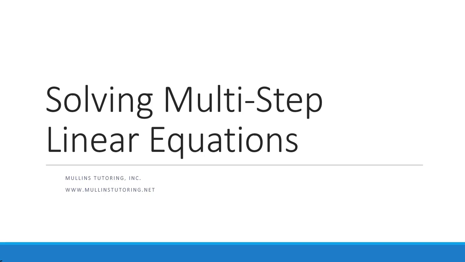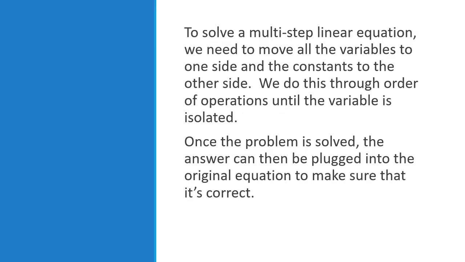Today I'm going to review solving multi-step linear equations. To solve a multi-step linear equation, we need to move all the variables to one side and the constants to the other side. We do this through the order of operations until the variable is isolated. Once the problem is solved, the answer can then be plugged into the original equation to make sure that it's correct.